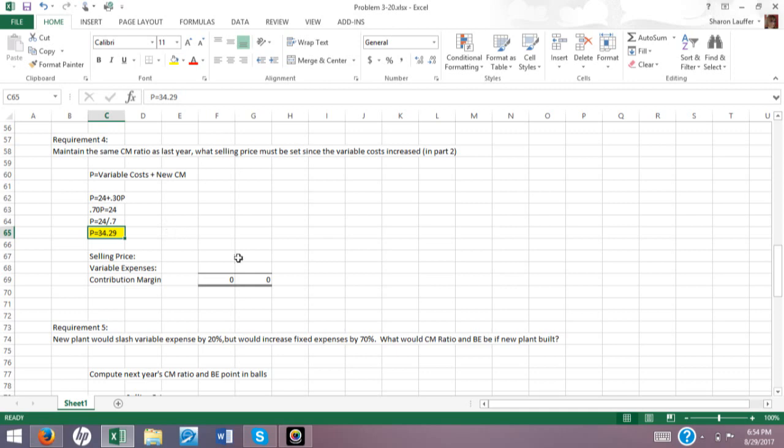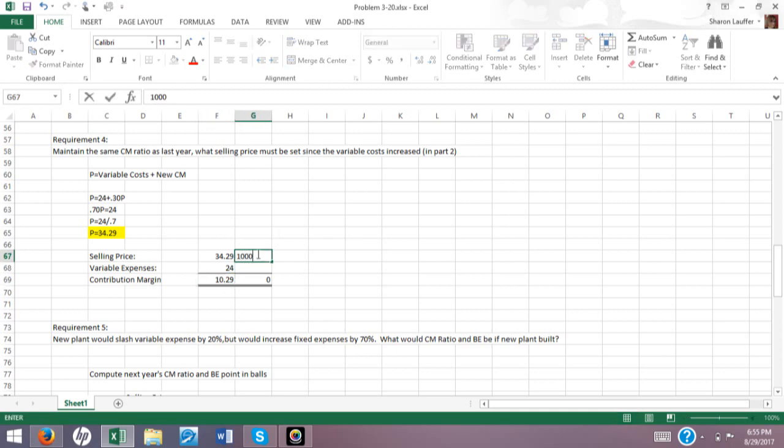If you want to check that and make sure, you can actually use the same format as we did above when we were doing our other work. So that would give us our selling price of 34.29, which is what we just calculated. Our variable expenses, remember, those rose to $24, and that's the number we actually used right there, gives us a contribution margin of $10.29.